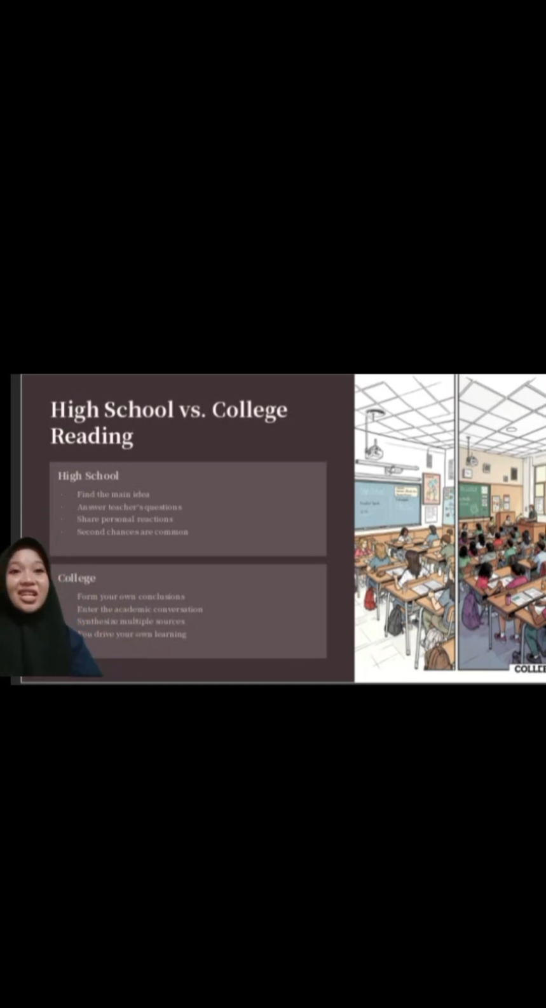However, college reading requires more independence. College students are expected to form their own conclusions, engage in academic discussion, synthesize information from multiple sources, and take responsibility for their own learning. As university students, we need to move beyond basic comprehension and develop critical thinking skills.